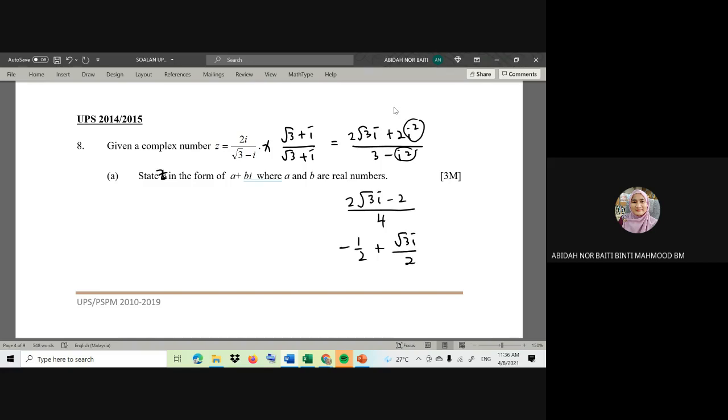Separate the denominator. Boleh? Boleh. Okay, separate and simplify lah. 2 over 4 tu kena kecilkan. Jangan masih ambil 2 over 4 ya. Tak dapat final mark nanti. Okay, 2 over 4 is 1 over 2.